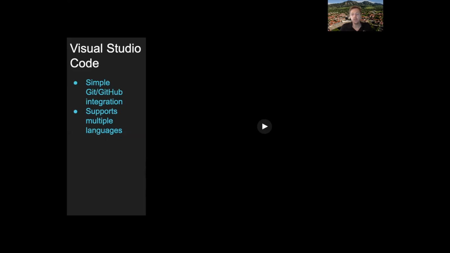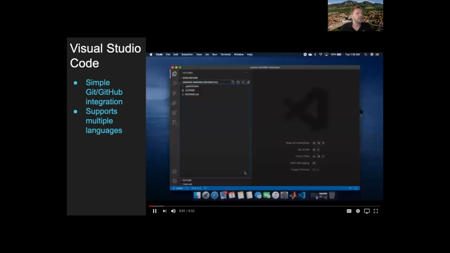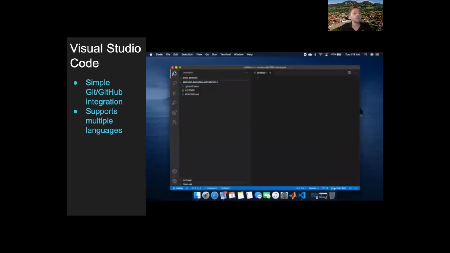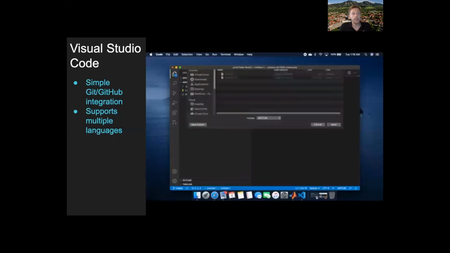It's an extensible text editor that people are writing extensions for all the time, and it supports a huge range of programming languages. The GitHub integration is also extremely simple and easy to work with. What you'll see here is me creating that same file again in the new Arduino project folder. I'm going to create a new file. I'm going to tell Visual Studio Code that it's a MATLAB file, and that way the text editor is actually going to be able to operate on my code as though I'm working in the MATLAB editor.